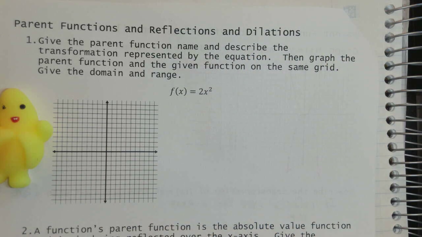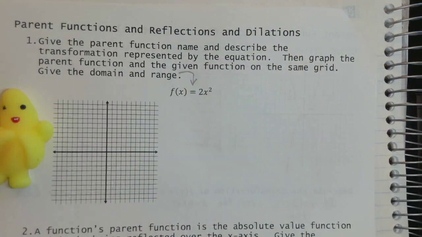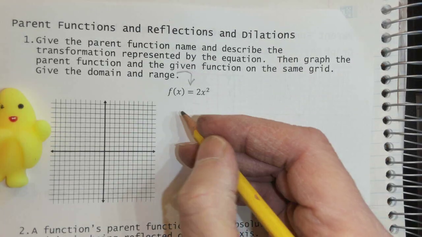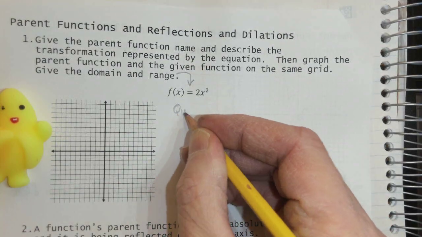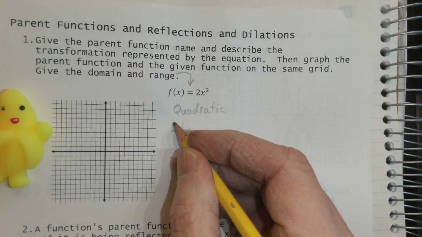This first example: give the parent function name, describe the transformation represented by the equation, then graph the parent function and the given function on the same grid. Give the domain and range of this one, not the parent function, but that one. What's the parent function name? Quadratic. This is a quadratic. Okay, I'm going to make the quadratic the parent function.